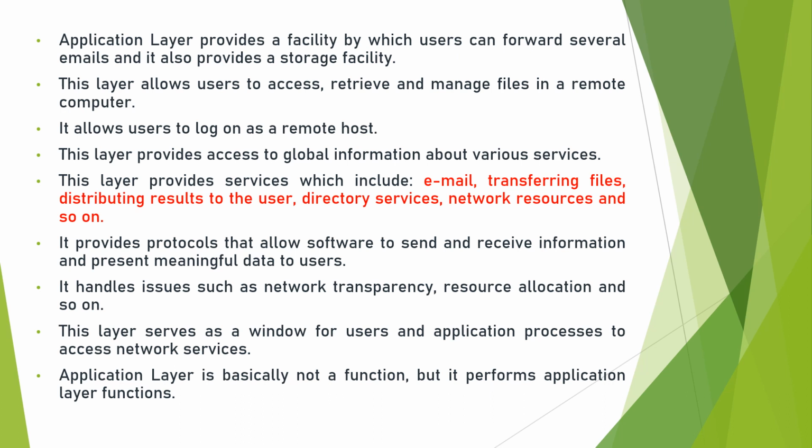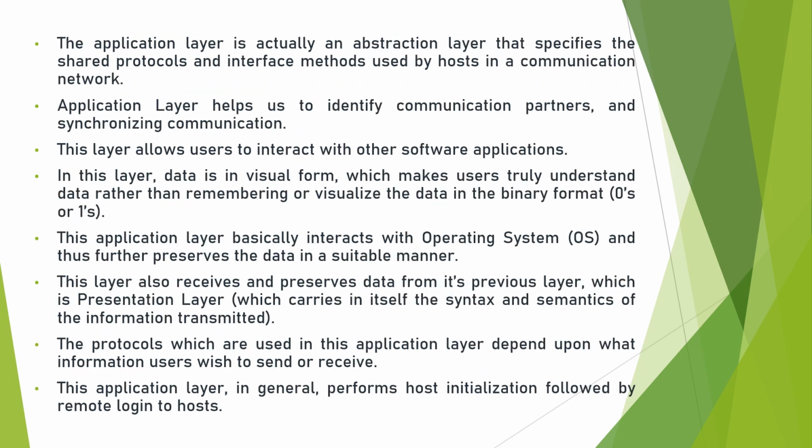Application layer is basically not a function, but it performs application layer functions. The application layer is actually an abstraction layer that specifies the shared protocols and interface methods used by hosts in a communication network. Application layer helps us to identify communication partners and synchronizing communication. This layer allows users to interact with other software applications.